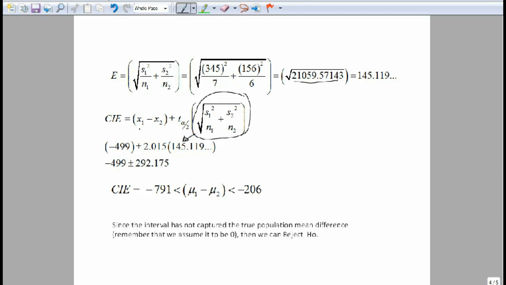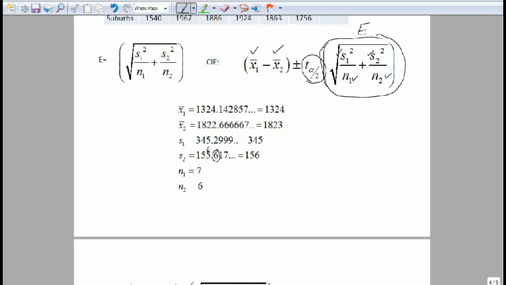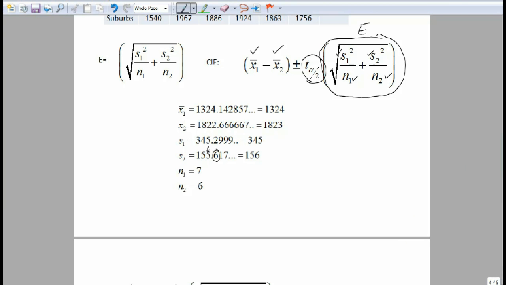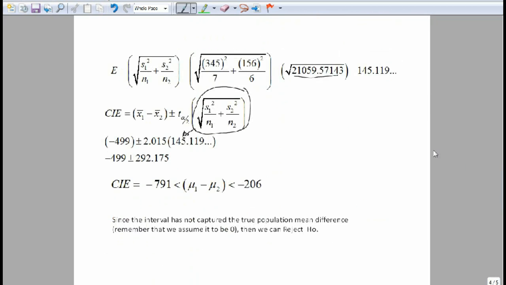Our difference in our means, again, we took, let's go back, we can show. We took 1324 and subtracted 1823. Remember, it's always sample 1 subtract sample 2. So when we did that, we get negative 499 plus or minus our t for alpha over 2.